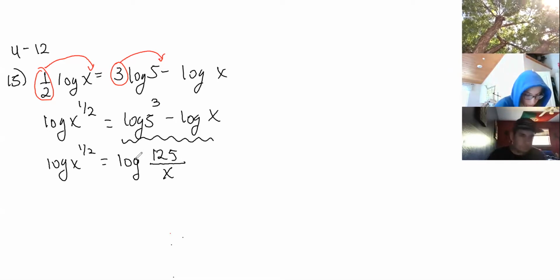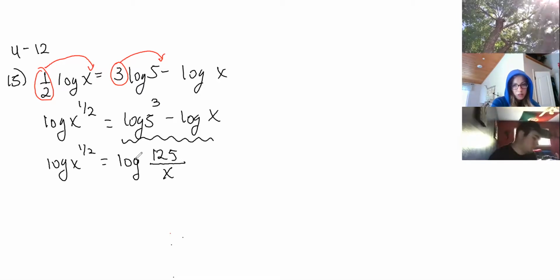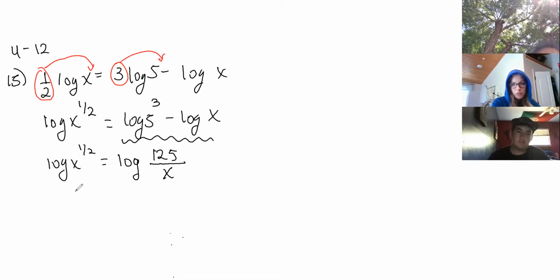All right, we're down to a single log on each side. In order to get rid of the log, we either drop the log or wrap around. Both of those get rid of a log. Which one is it in this case? Drop the log or wrap around? Drop. Why is it a drop? Because they have one log on each side. Correct. You can't wrap around.